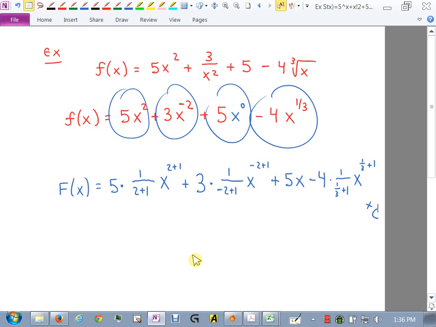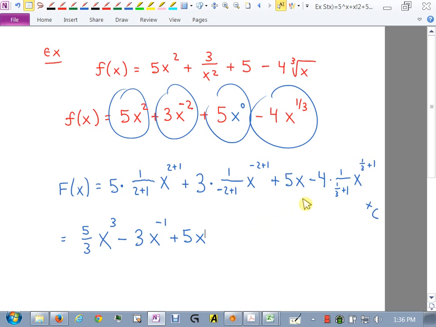Let's clean this up. 1 over 2 plus 1 is 1/3 times 5. 5/3. X to the 2 plus 1 is 3. 5/3 x cubed. Okay, how about this one? 1 over negative 1, which is negative 1. What's negative 1 times 3? Negative 3. X to what power? Negative 1. Negative 2 plus 1. Plus 5x, nothing happens here.